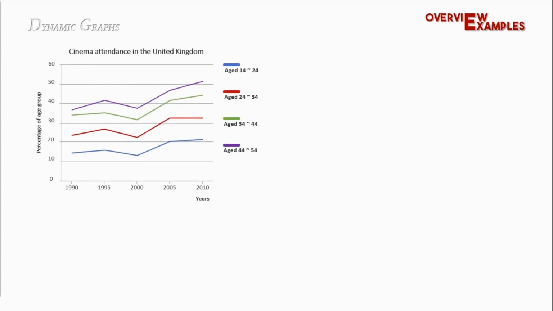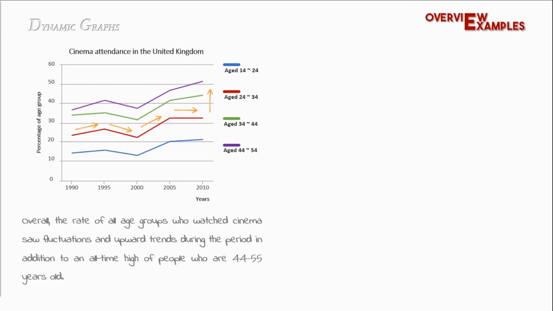Here, we can see given examples on how to write an overview and different kinds of graphs with various time periods. For the line graph, we see that it has fluctuations and upward trends, so this is our overview. Overall, the rate of all age groups who watched cinema saw fluctuations and upward trends during the period, in addition to an all-time high of people who are 44 to 55 years old.